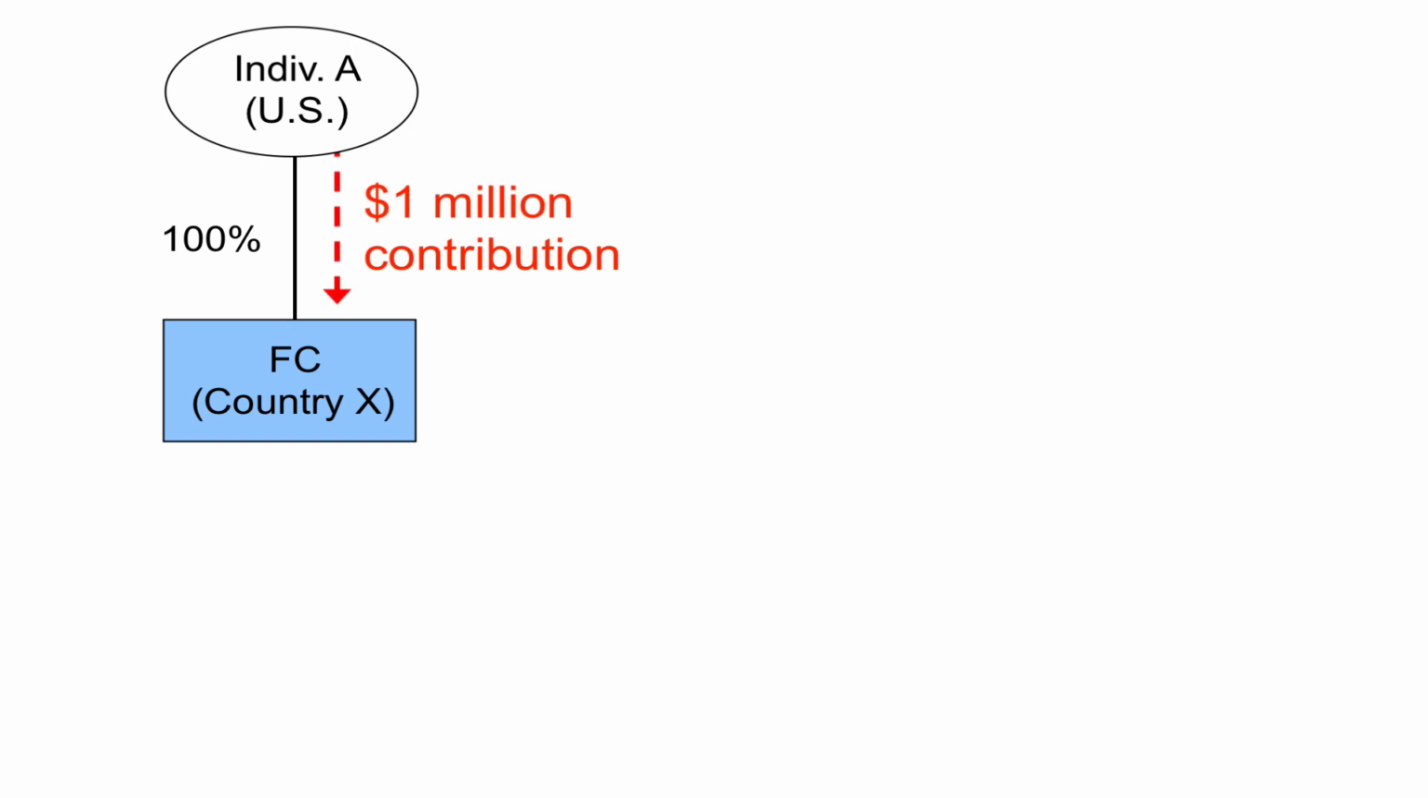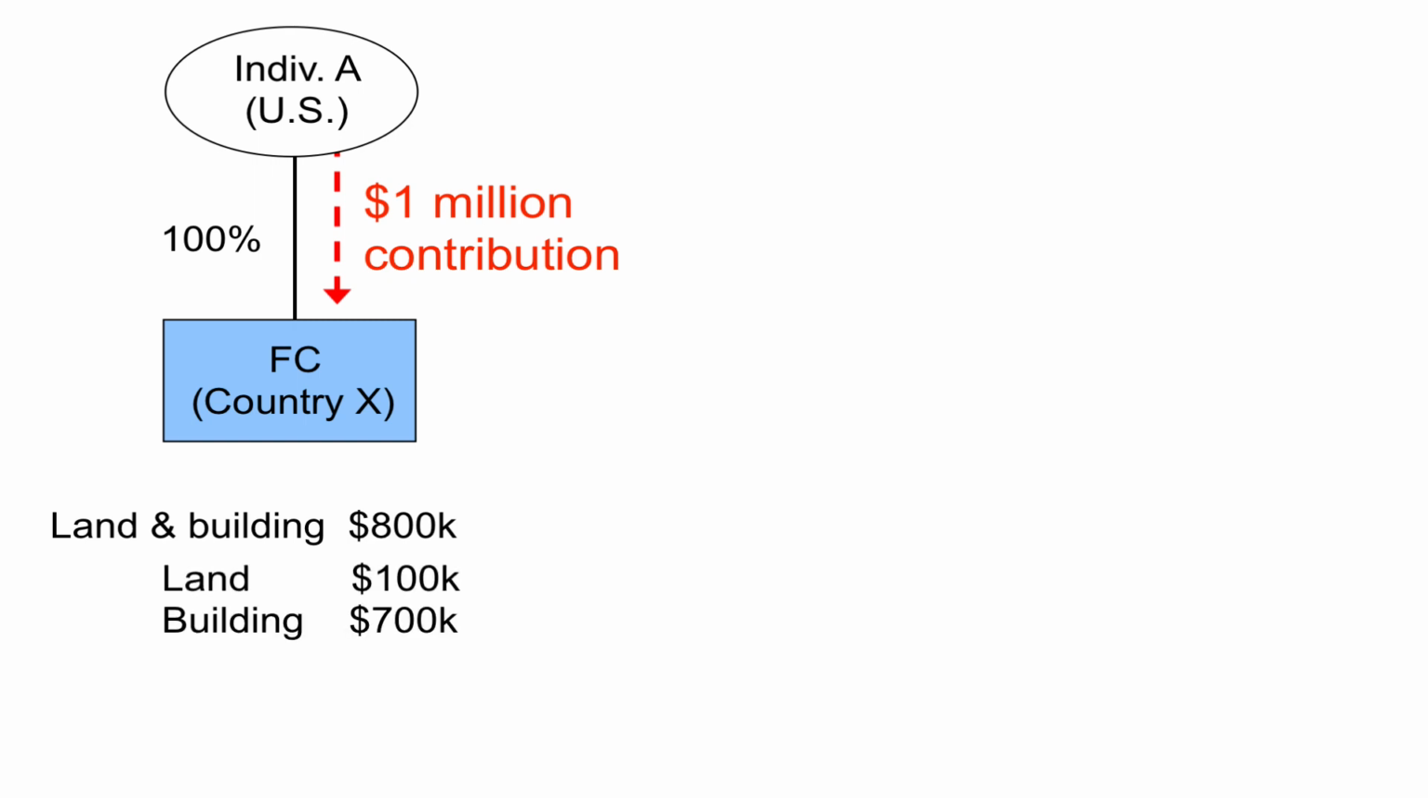FC uses the cash to start a business in country X. FC purchases land with a building for $800,000. The land is worth $100,000 and the building is worth $700,000. FC also purchases equipment for $100,000. The remaining $100,000 of cash contributed is used by FC as working capital.